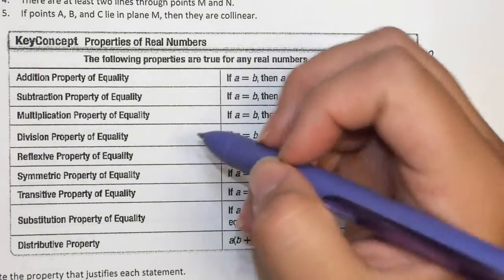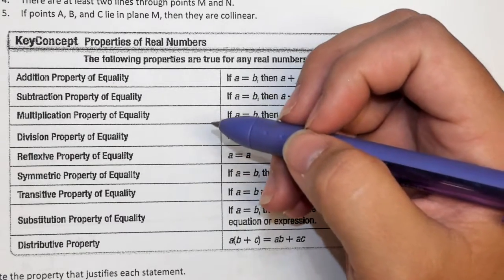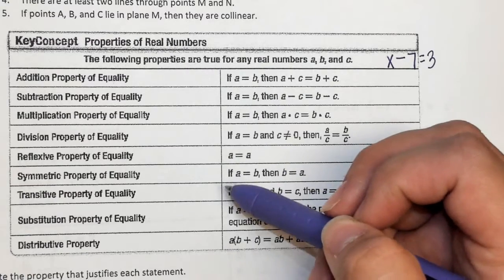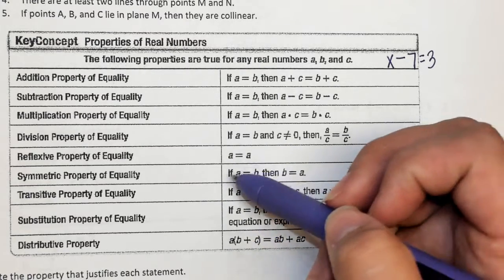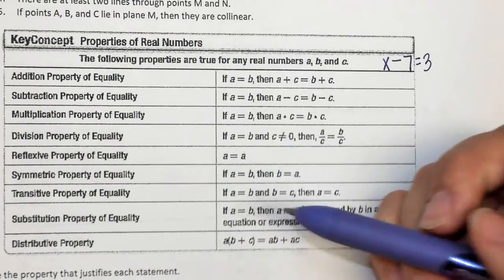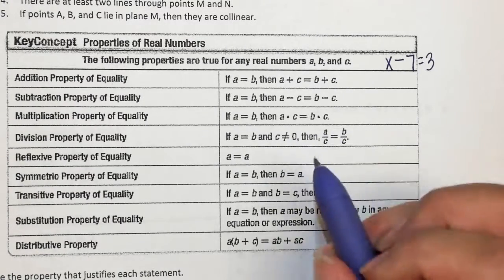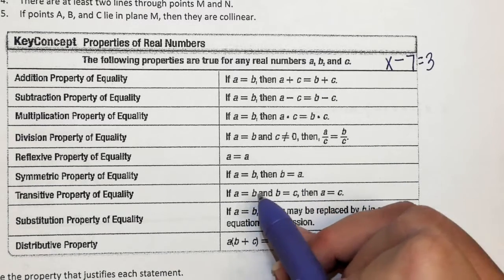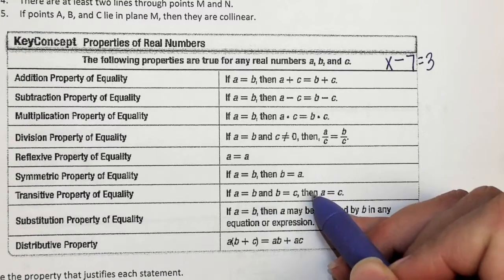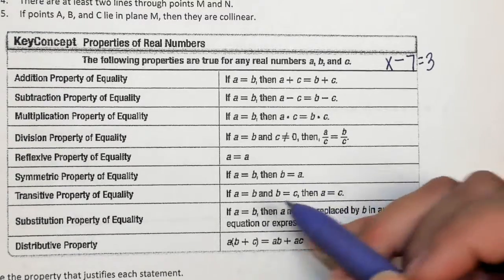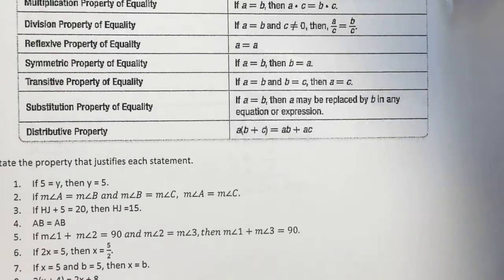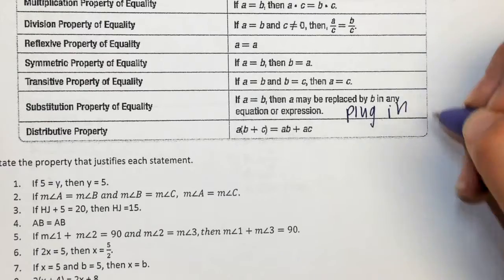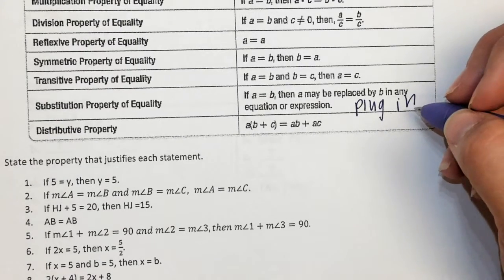Reflexive is, you know when you look in the mirror and you see your reflection? So it's anytime you see the same thing across the equal sign. Okay? Symmetric is when they swap. A equals B, then B equals A. It's just when they swap. Transitive is when they cut out the middleman. So if A is equal to B and B is equal to C, then you can say A is equal to C. That's the transitive property. I call it cutting out the middleman. Substitution is whenever you plug something in. And distributive, you know what that is.